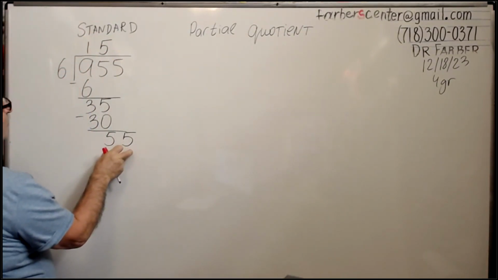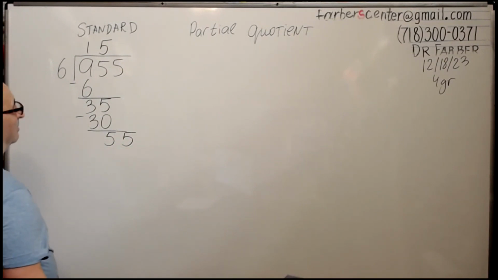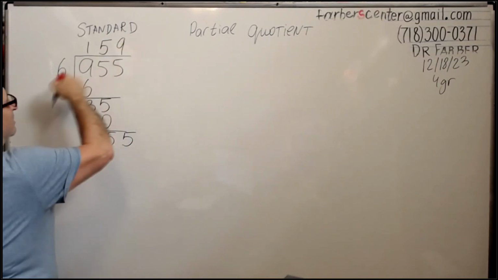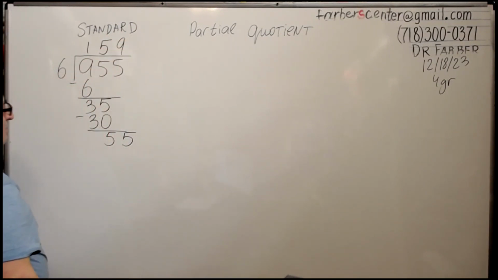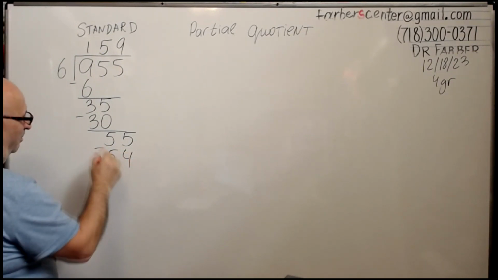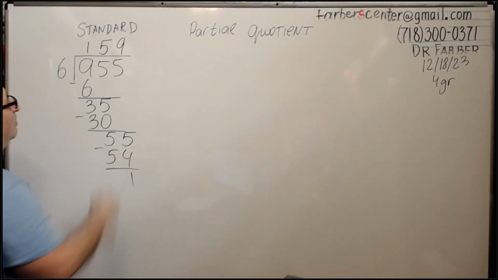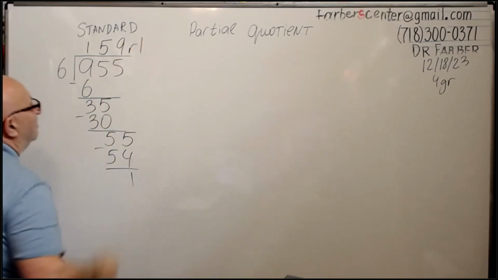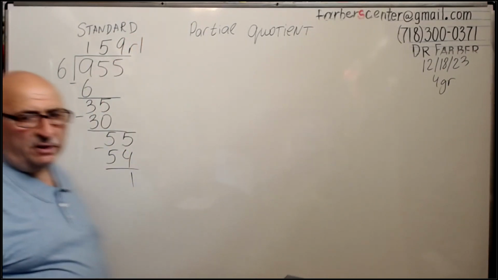Which number goes before 10? 9. Yes, 9 times 6, 54. And remainder 1. Is it difficult to understand this 100%?